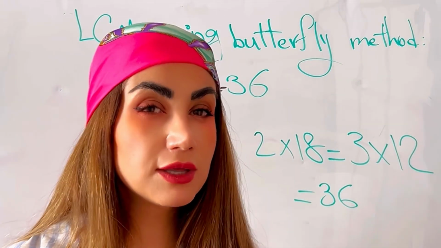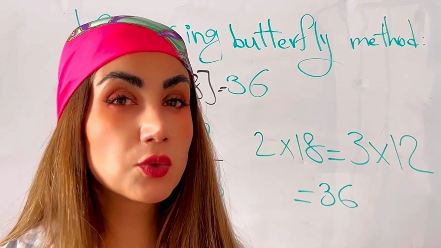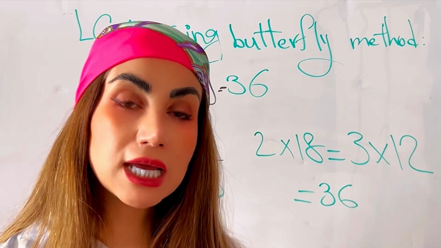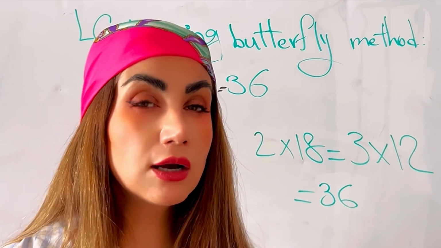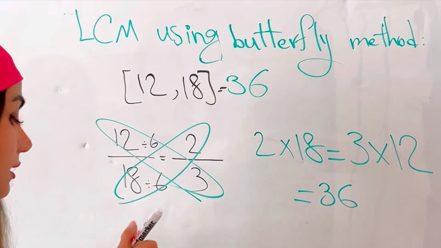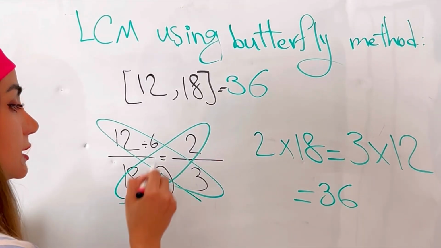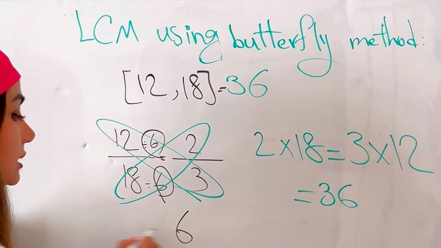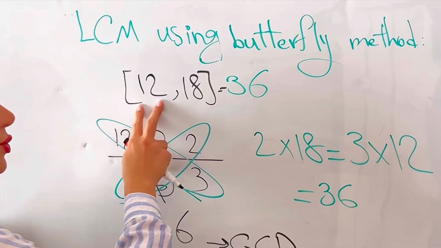And by the way, even though GCD is not really our main topic today, you can actually spot it here too. The numbers that end up in the middle are the GCD. And here, 6 is the GCD of 12 and 18.